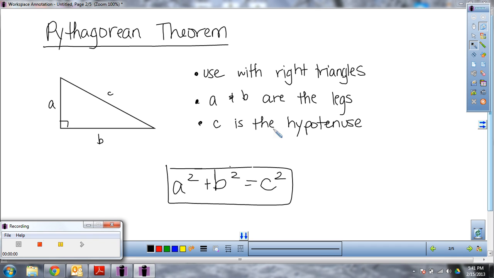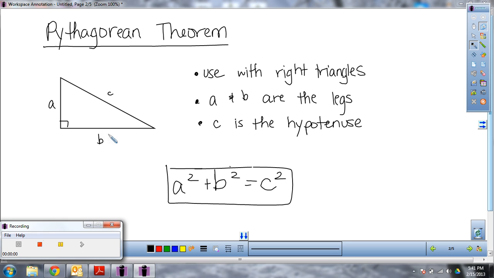Okay, so this is an objective that focuses on the Pythagorean theorem. There are some things that we already know about the Pythagorean theorem. The first is that we use it when we have right triangles, or any triangle that has a right angle. We label the right triangle in terms of the legs and the hypotenuse.